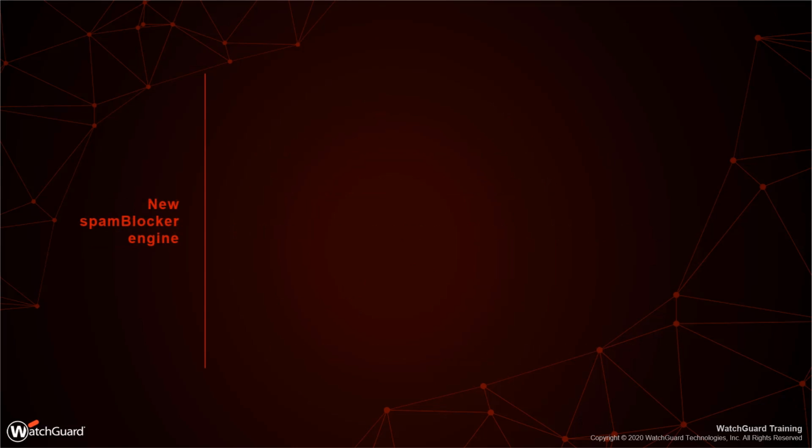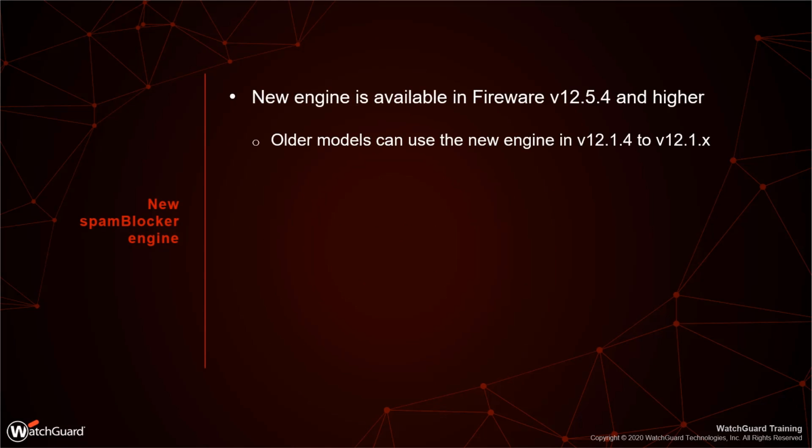WatchGuard updated the engine the SpamBlocker service uses in order to best protect your email. The new engine is available in Fireware version 12.5.4 and higher. If you are using an older model on the 12.1 branch, you can also use the new engine in Fireware 12.1.4 and higher as well. Along with the new engine, we have made some changes to how SpamBlocker is configured. Don't worry, it's easier than ever to get SpamBlocker up and running.